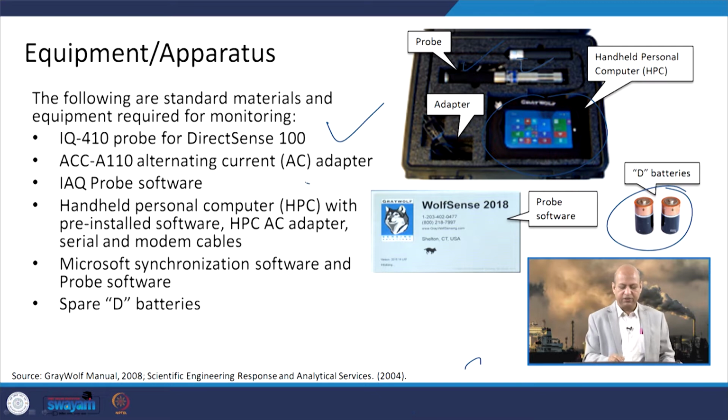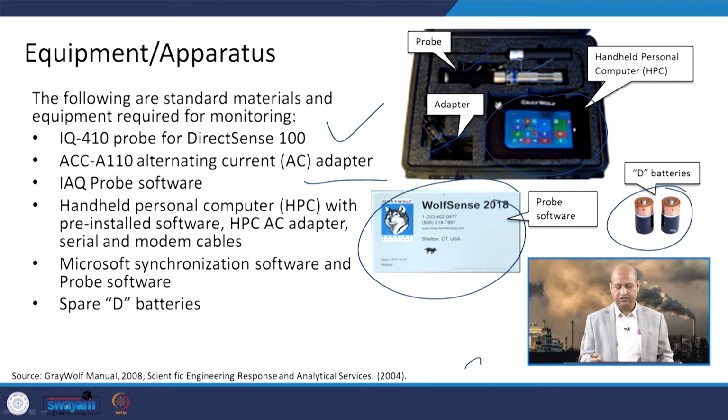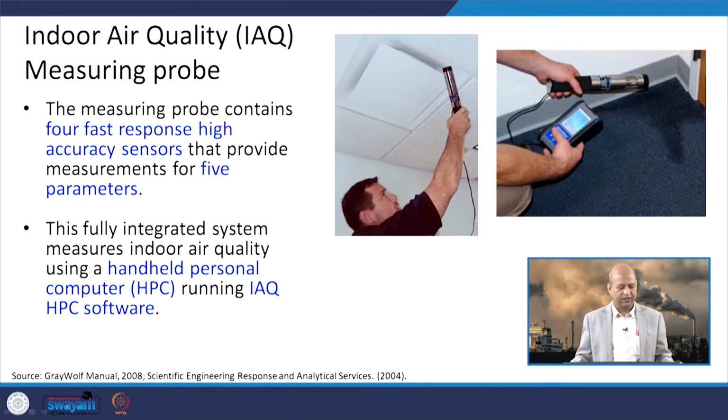Then the AC adapter is there as we have seen, and then there is the software which comes with the instrument. Basically this is the Wolfsense 2018 version, and Microsoft synchronization software is also needed along with the probe software, so that we can transfer data and deal with the data analysis.